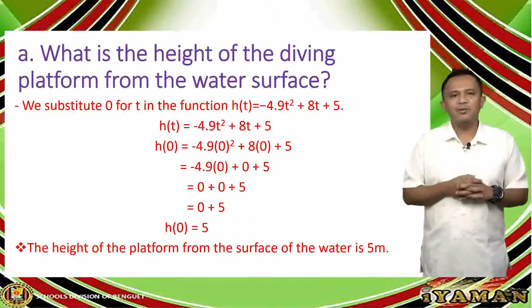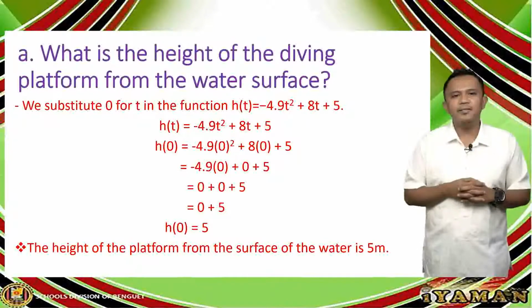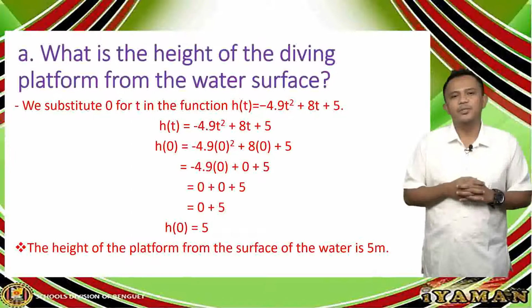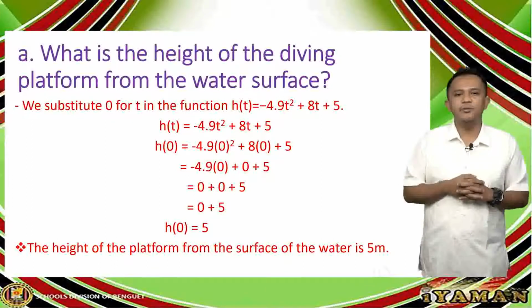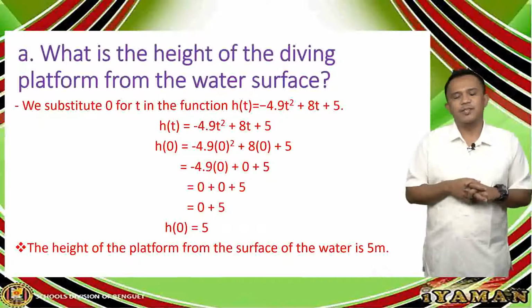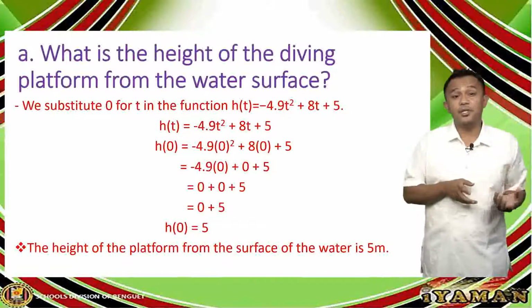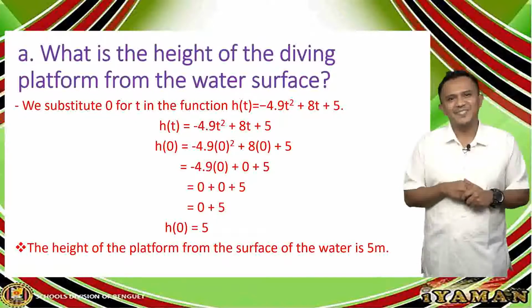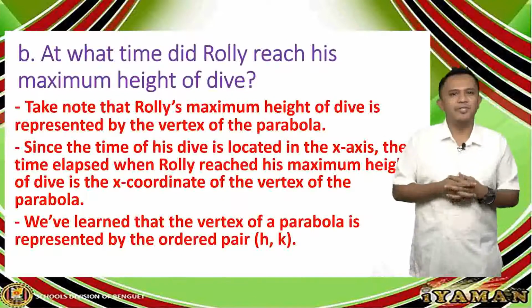That will now become equal to negative 4.9 times 0 plus 8 times 0 is 0 plus 5. So, negative 4.9 times 0 is equal to 0 plus 0 plus 5. And then we have 0 plus 5. Therefore, the h of 0 is equal to 5, meaning the height of the platform from the surface of the water is 5 meters. Now, the next one.